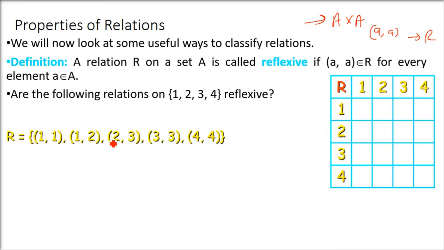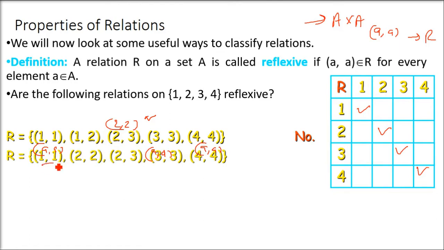Okay. So are these relations reflexive? What I'm trying to suggest is 1, 2, 3, 4 is a set, and 1, 2, 3, 4 is a set. So you are getting 1, 1, 3, 3, 4, 4. But where is 2, 2? There is no 2, 2. So if I give you a question whether this relation is reflexive, the answer is no.